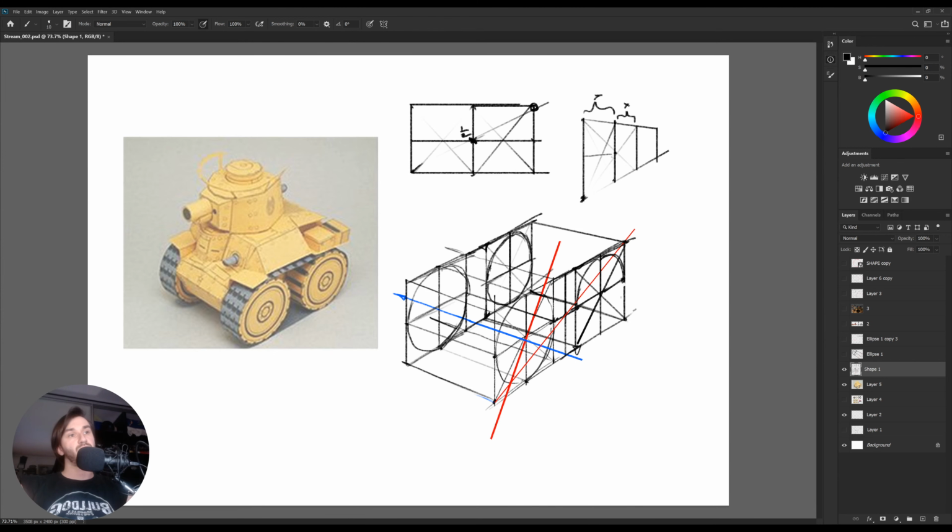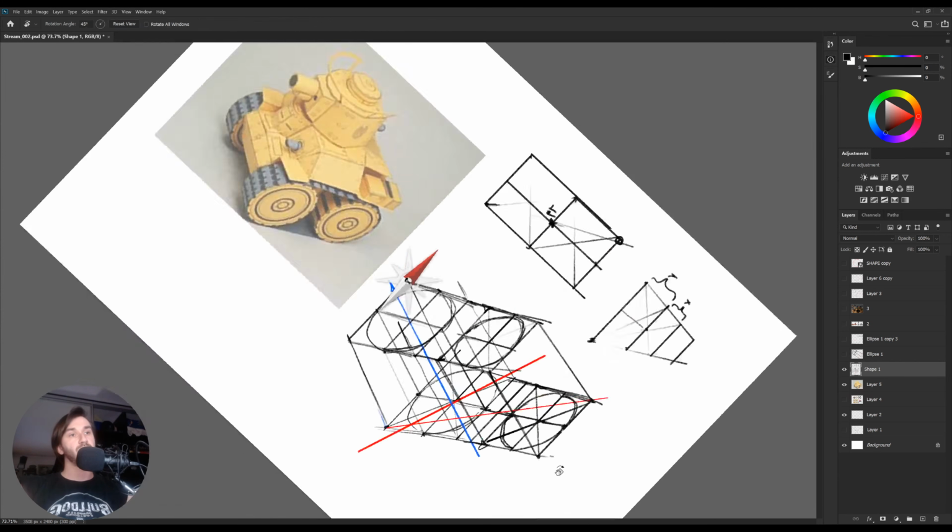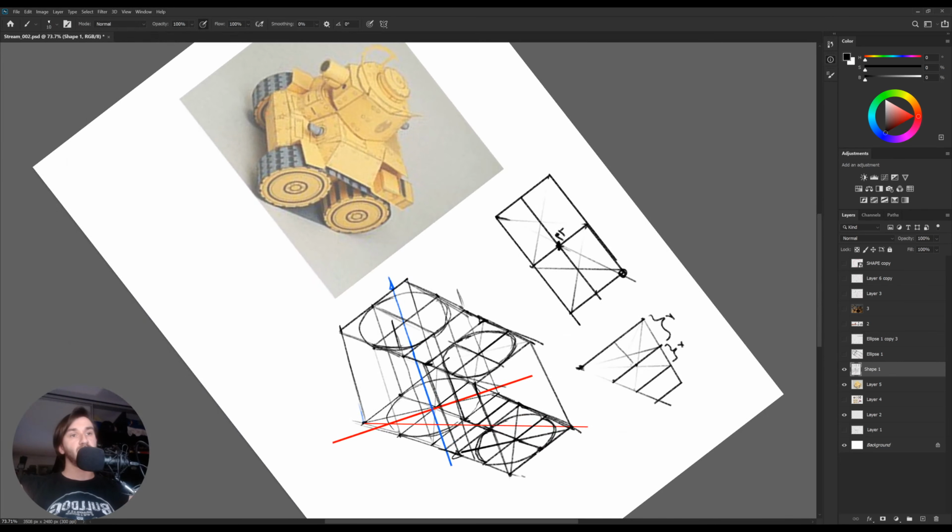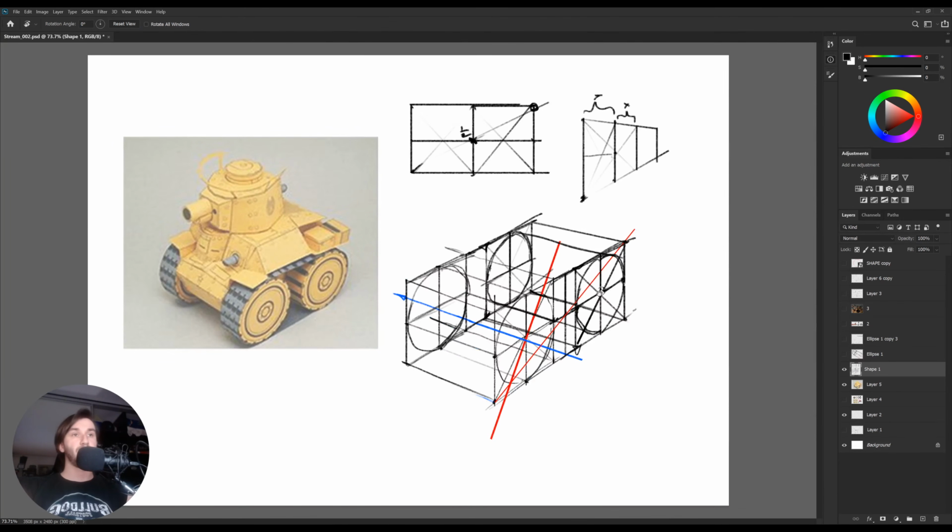There are no problems for me if I need to draw this tank from the top or from the bottom or from any different view, but later I will just need to clean some of those lines. And pretty much, as you can see, everything in here is already looking nicely.